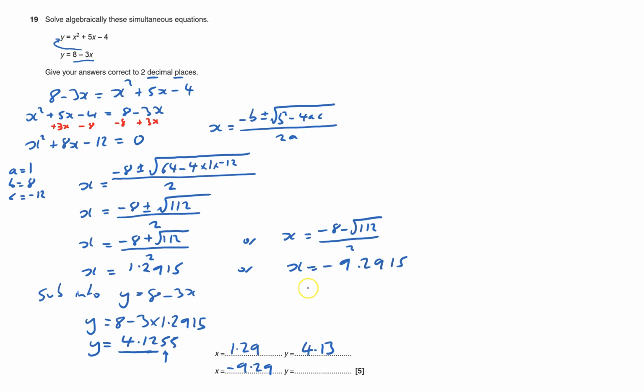So keep the accuracy. And here we get y equals 8 minus 3 times negative 9.2915. Keep the accuracy again, and y equals 35.874. Two decimal places is 35.87. And that's question 19 and the whole paper done.